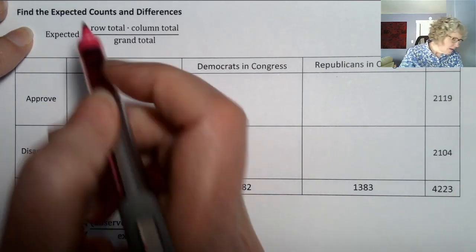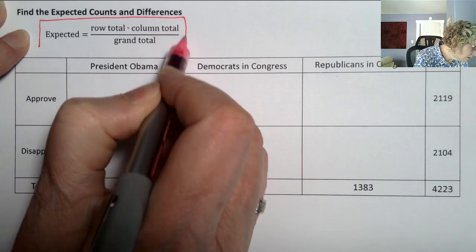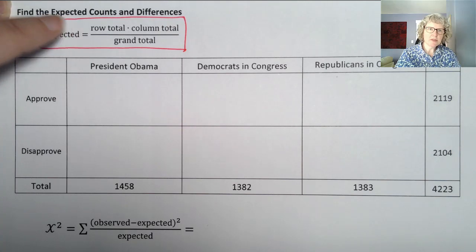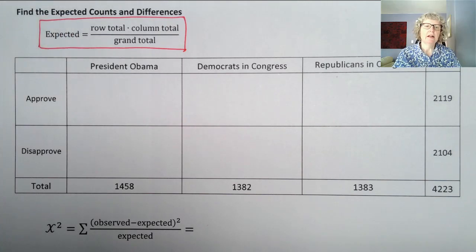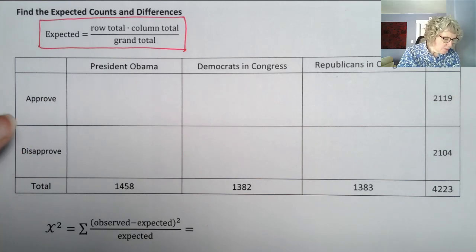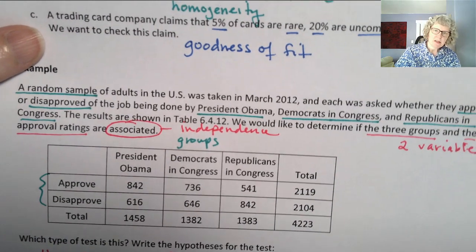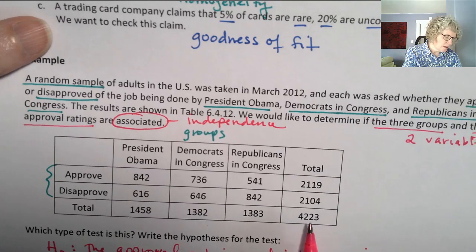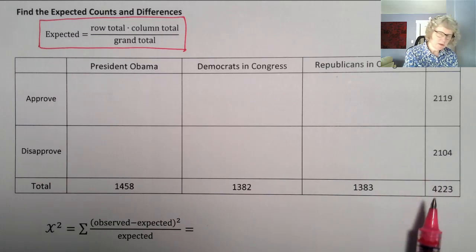So here's our formula. Expected is going to be the row total times the column total over the grand total. I'll show you why that works in a moment. Let's get a feel for this. You'll notice I've got the same table here with only the totals. All the interior cells are blank, but the totals are the same. So I've got the total column, the total row, and then 4223 is the grand total.